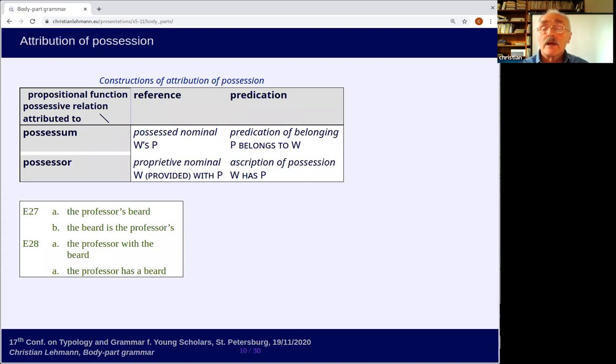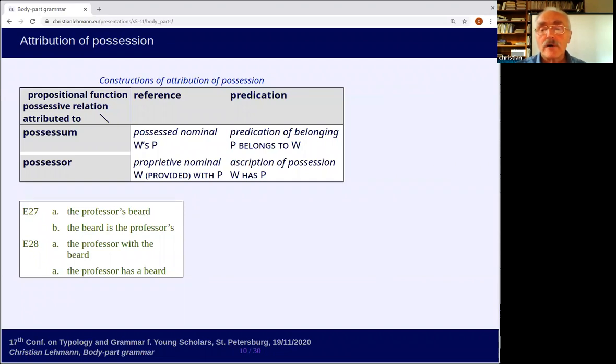A semantically based classification of the principal constructions which attribute a possessive relation to one of its two terms may be achieved by two independent criteria. First, by the criterion of the direction of attribution of the possessive relation. Either the possessor or the possessum is the bearer of this attribution. Let me use the term bearer of an attribution for that argument of the relation that the relation is attributed to. You'll see in a moment what that means. And the other criterion is the propositional function. The possessive relation is either presupposed in a reference or it is being predicated. These two criteria produce the cross-classification which you see in the table.